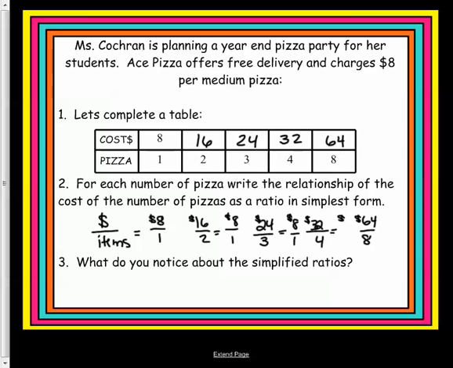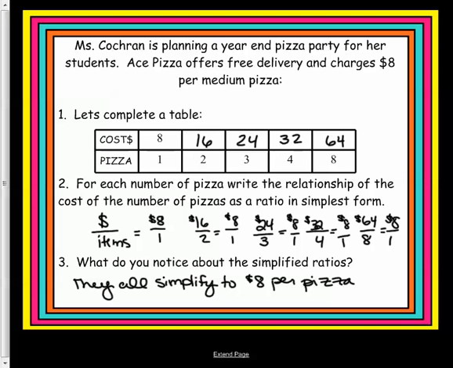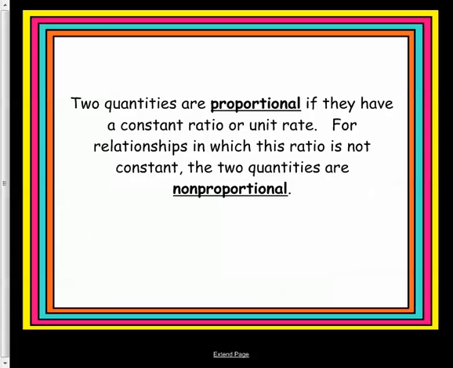So what does that mean? That means that the cost per pizza is always going to be $8. So they're all the same ratios. So when we write that, they all simplify to $8 per pizza. This is what we call a proportional relationship.